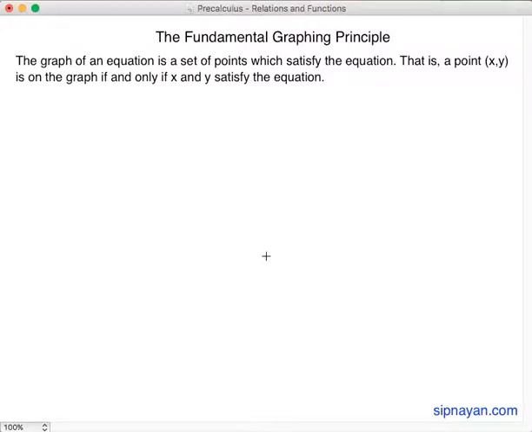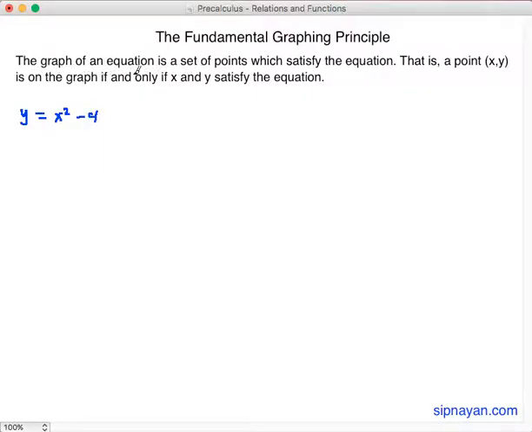Sa previous video, pinag-usapan natin yung equations ng horizontal and vertical lines, which is yung pinakauna natin na graphing lesson dito sa Precalculus. Bago tayo tumuloy sa marami pang graphs, tignan natin kung ano ba yung fundamental graphing principle. Sabi sa fundamental graphing principle, the graph of an equation is a set of points which satisfy the equation. That is, a point (x, y) is on the graph if and only if x and y satisfy the equation. So for example, meron tayong equation na y equals x squared minus 4.